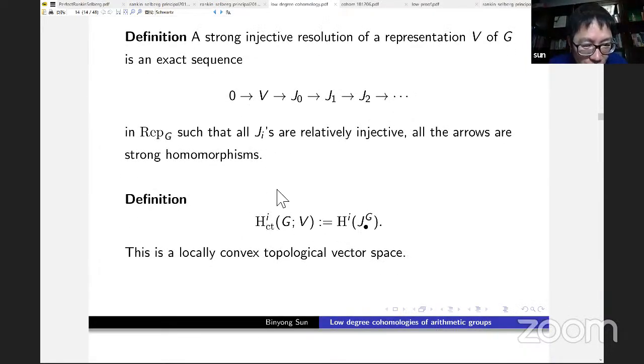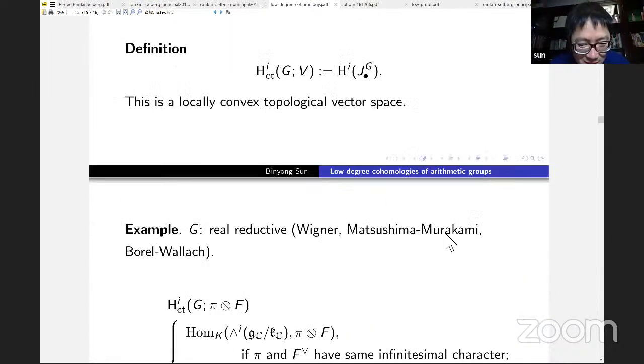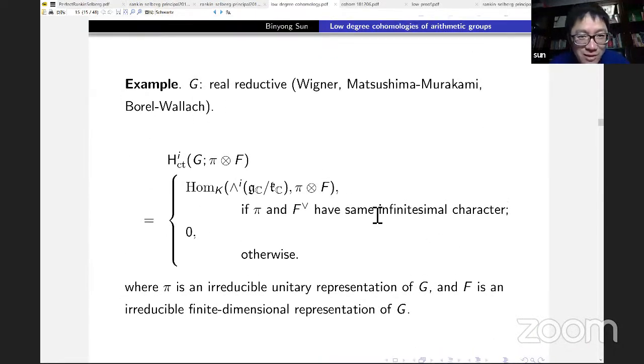Now we can define the continuous cohomology. We first take a strong injective resolution of V, then we take the G-invariants of this complex, then we take the cohomology of this complex. This cohomology space is a locally convex topological vector space, but may not be Hausdorff. This cohomology space is independent of the resolution. This is a classical result, and this is the classical theory of continuous cohomology.